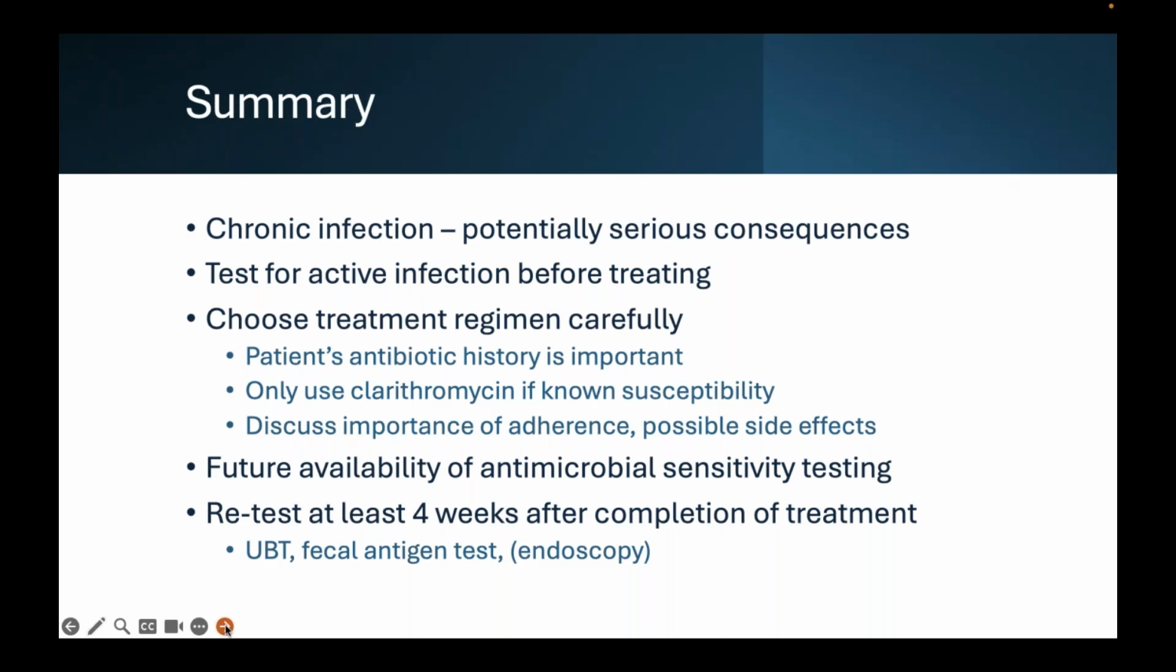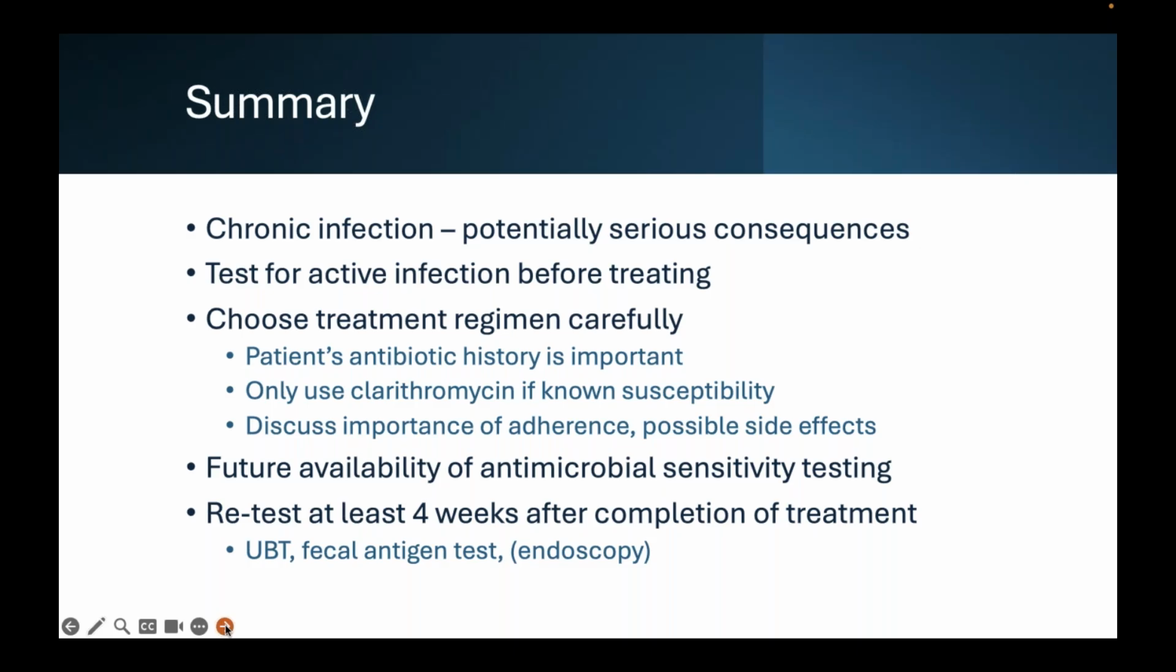In the absence of antimicrobial sensitivity testing, we have to choose the treatment regimen carefully. It's very important to know the patient's personal antibiotic history and avoid clarithromycin if the patient had received a macrolide at any time in the past. In fact, we should only be using clarithromycin if we have documented evidence of susceptibility to it.